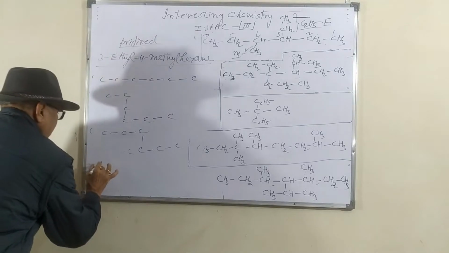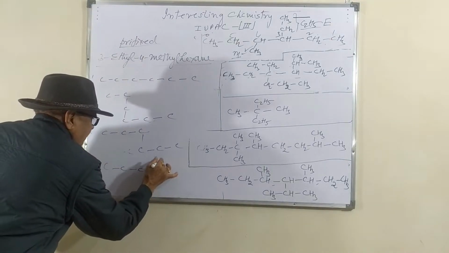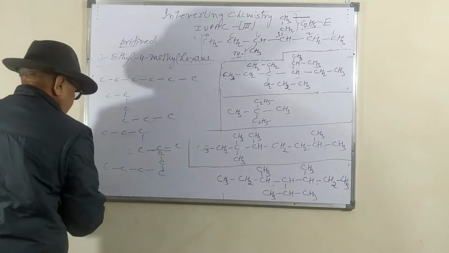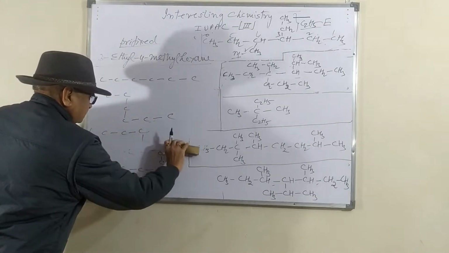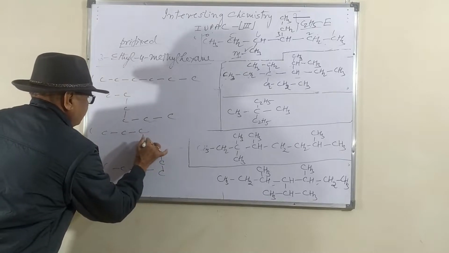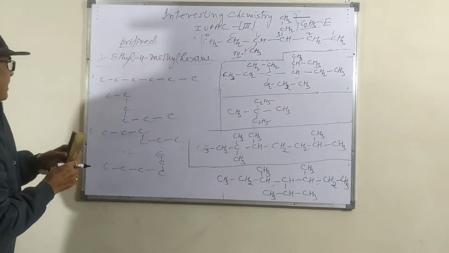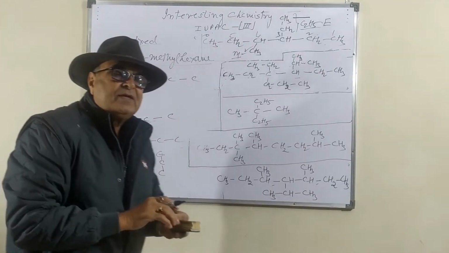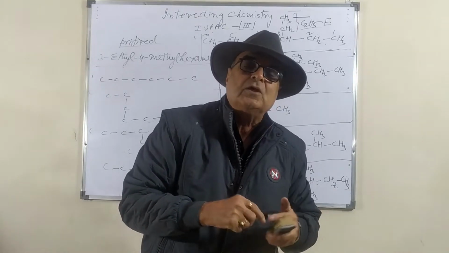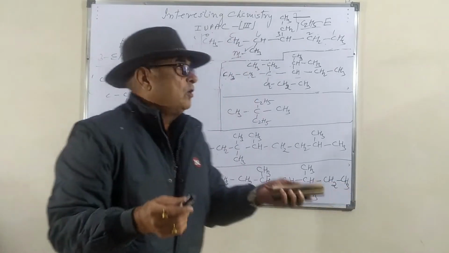And again 1, 2, 3, 4, 5 and 6. There are 4 structures having the same number of carbon atoms. All the longest chains have 6 carbon atoms.